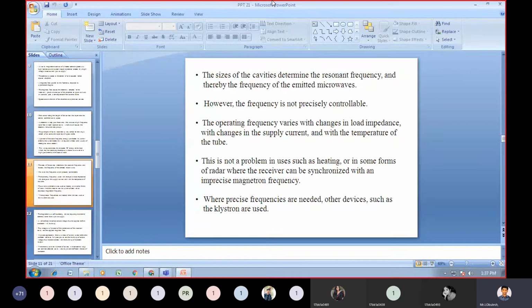This is not a problem in uses such as heating or in some forms of radar where the receiver can be synchronized with an imprecise magnetron frequency. Where precise frequency is needed, other devices such as the klystron are used. Here we need precise frequency only.